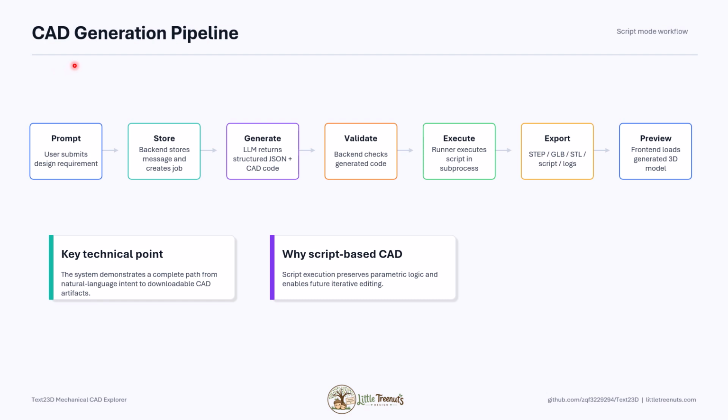CAD generation pipeline. So we start from prompt. The user submits design requirements, and then we go to store. The backend stores the message and creates jobs, and then we generate. The large language model returns structured JSON plus CAD code, and then we validate. The backend checks the generated code and executes.